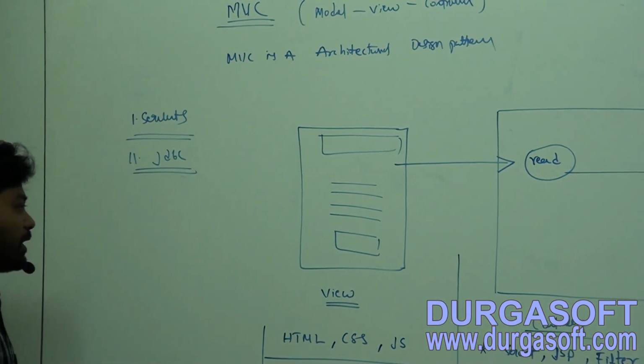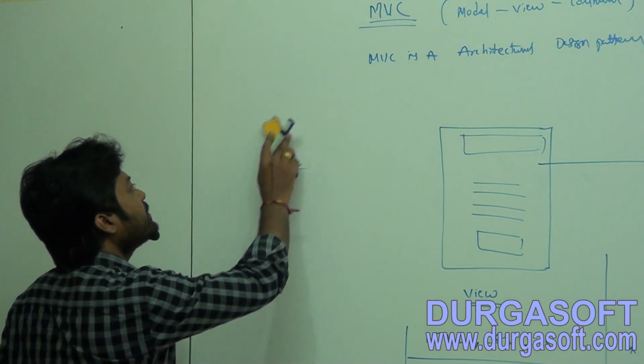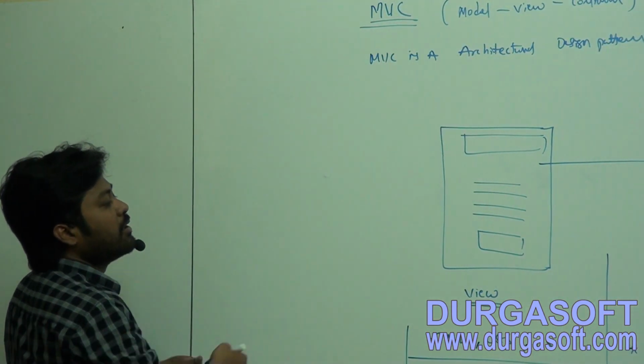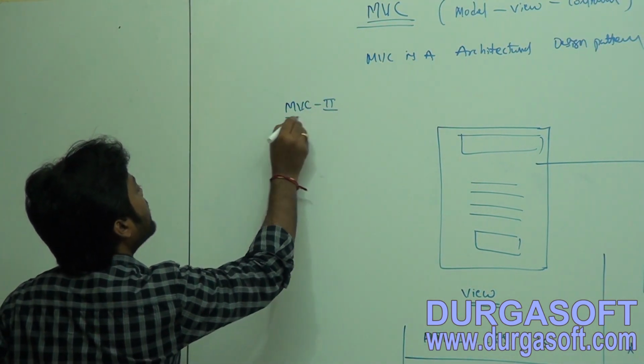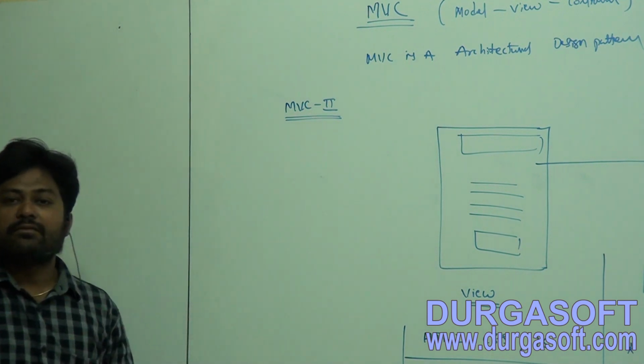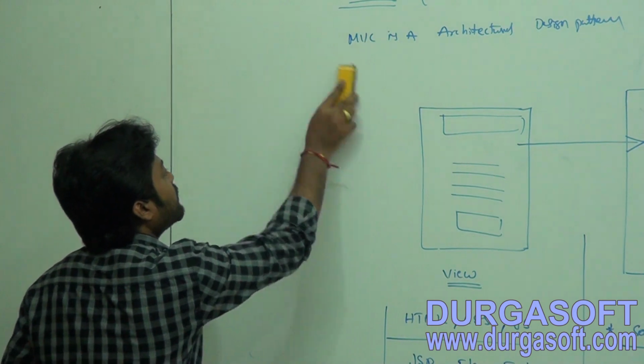Okay. And the recommended architecture is MVC architecture. Which kind of MVC is it? It is not a plain MVC. You can call this MVC2 architecture. This MVC is MVC2 architecture. Yeah, this is the recommended MVC architecture.